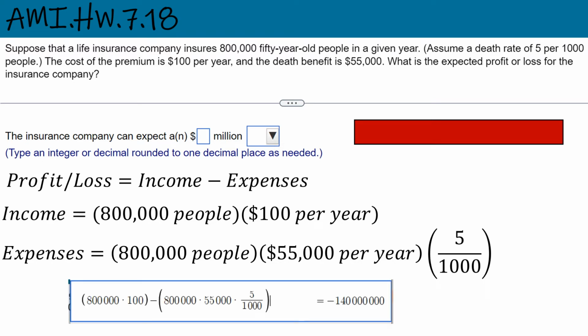Now, in this case, if I actually run those numbers, they end up getting a negative. They end up not making enough money. They actually have a $140 million loss. I typed it in my calculator, and it turns out they need to charge more than $100 per year, because that's not going to cover 55,000 for all the people that die.